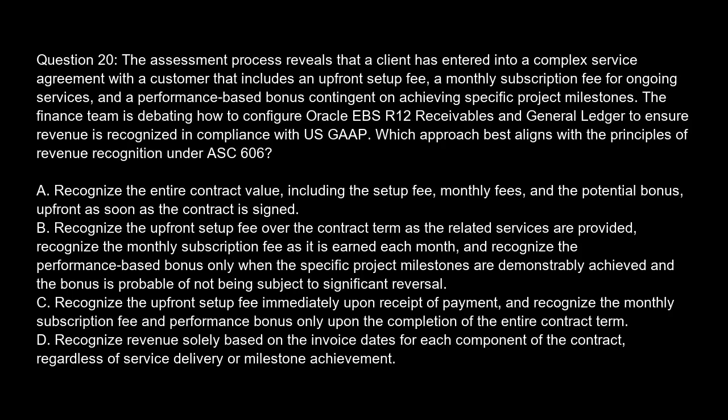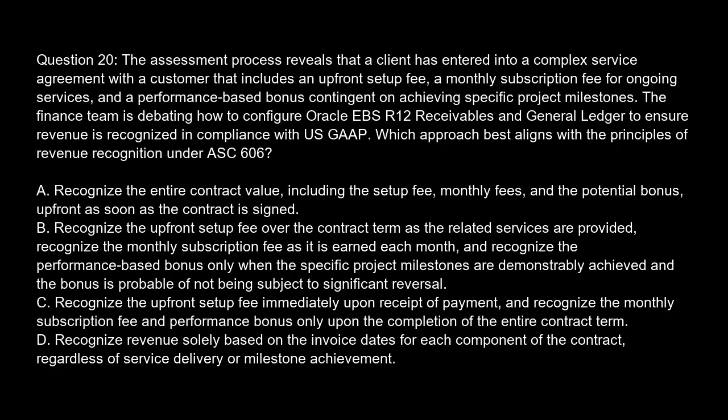Question 20. The assessment process reveals that a client has entered into a complex service agreement with a customer that includes an upfront setup fee, a monthly subscription fee for ongoing services, and a performance-based bonus contingent on achieving specific project milestones. The finance team is debating how to configure Oracle EBS R12 receivables and general ledger to ensure revenue is recognized in compliance with U.S. GAAP. Which approach best aligns with the principles of revenue recognition under ASC 606?